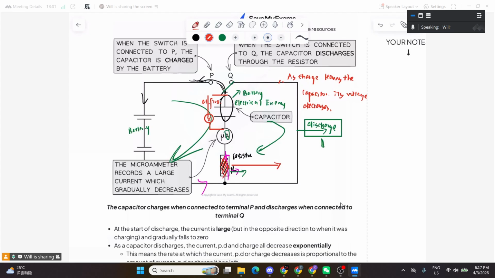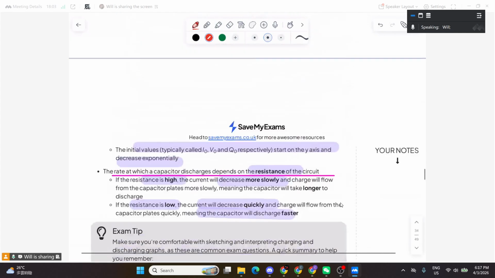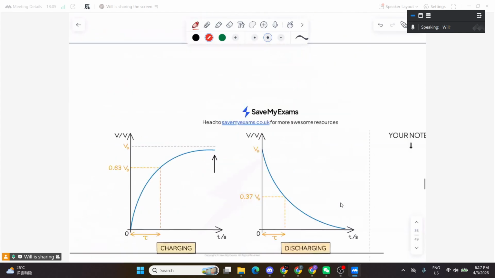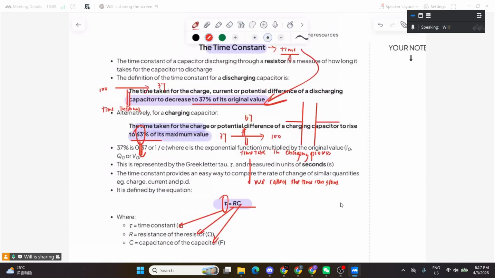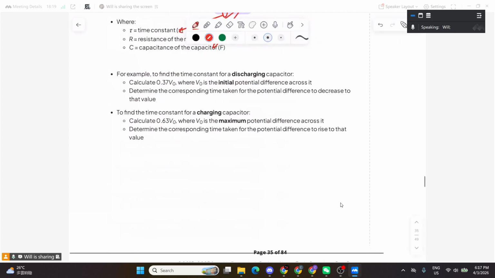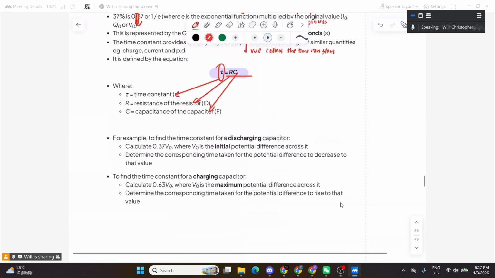Resistor value. So if we want to calculate the time constant, we just need to find the resistor in the circuit or the capacitance of the capacitor. Understand?